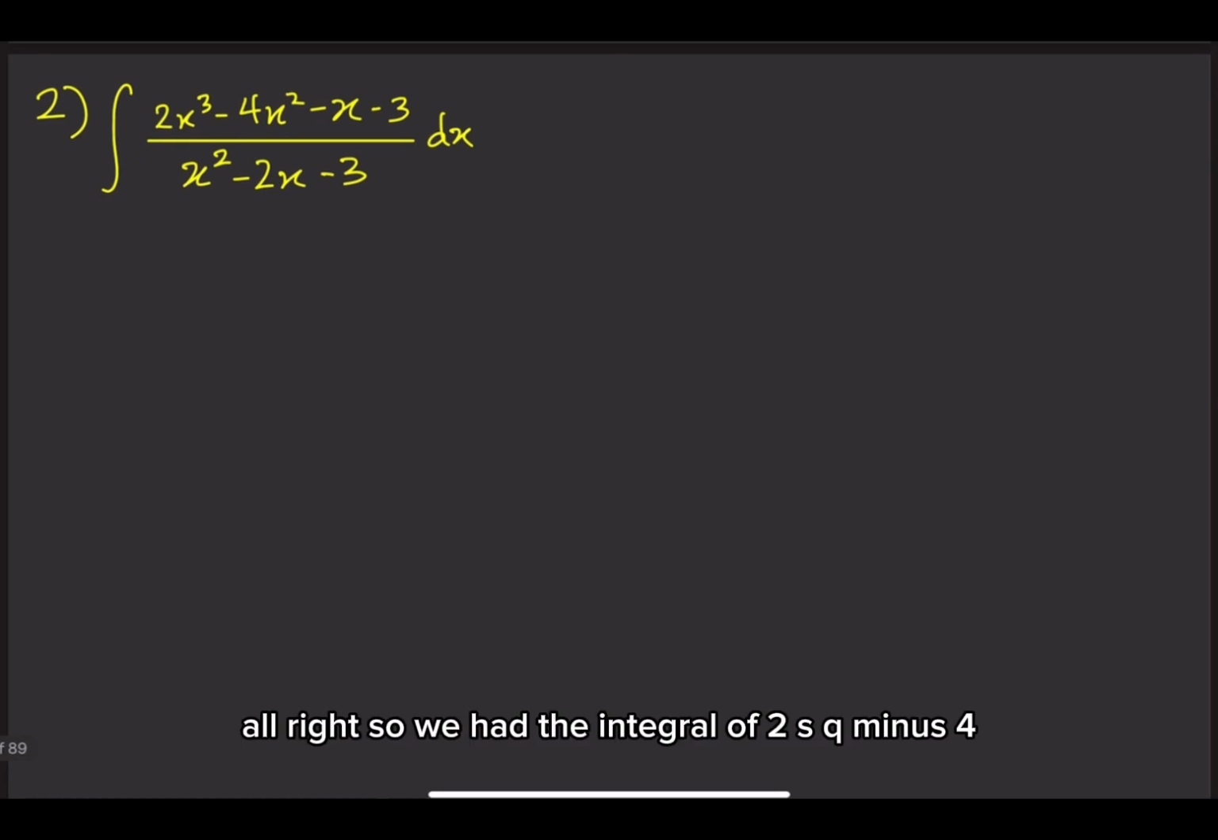Alright, so we have the integral of 2x cubed minus 4x squared minus x minus 3 divided by x squared minus 2x minus 3. Now this looks complicated, but don't worry about it. You will notice that the numerator has a bigger degree than the denominator. What do we do now? Does this mean we can't integrate? No. What this means is we have to use long division first, so the numerator becomes a smaller degree than the denominator.